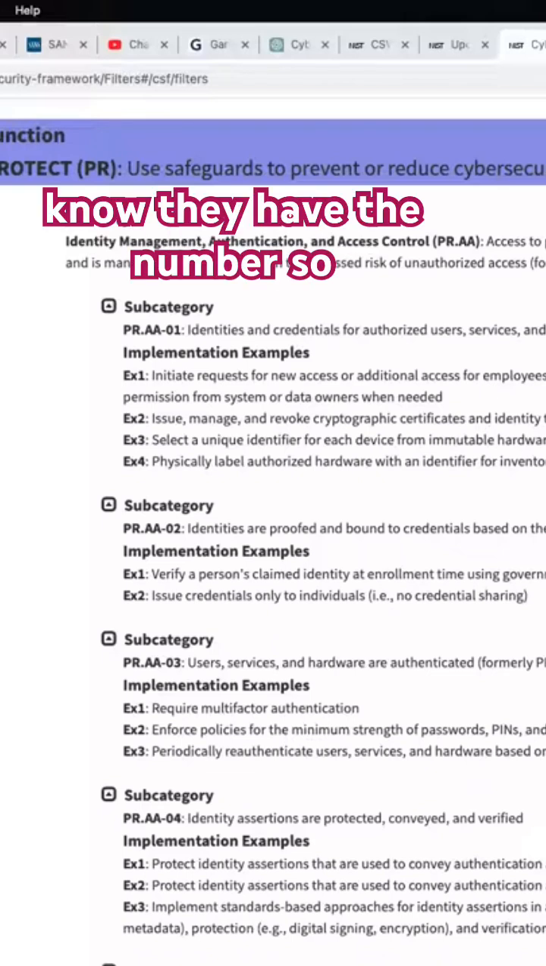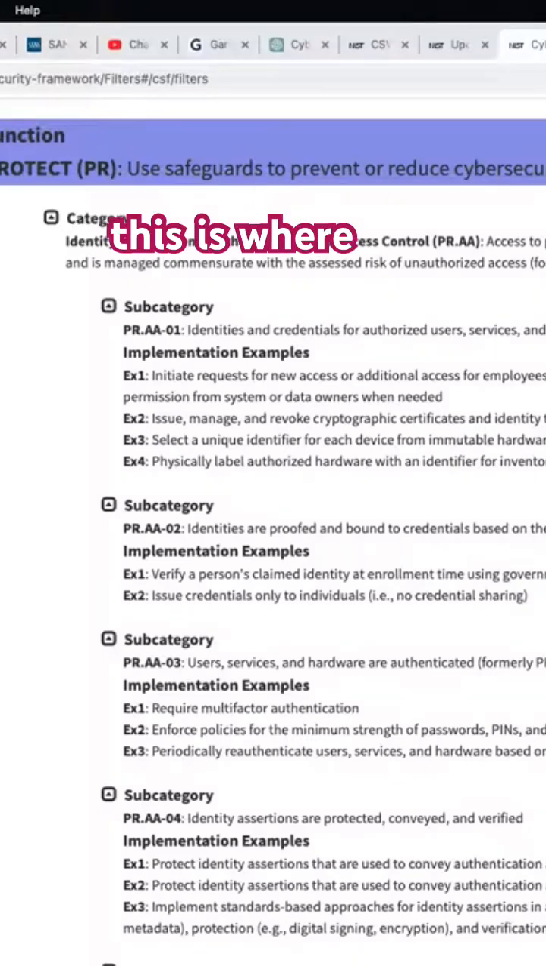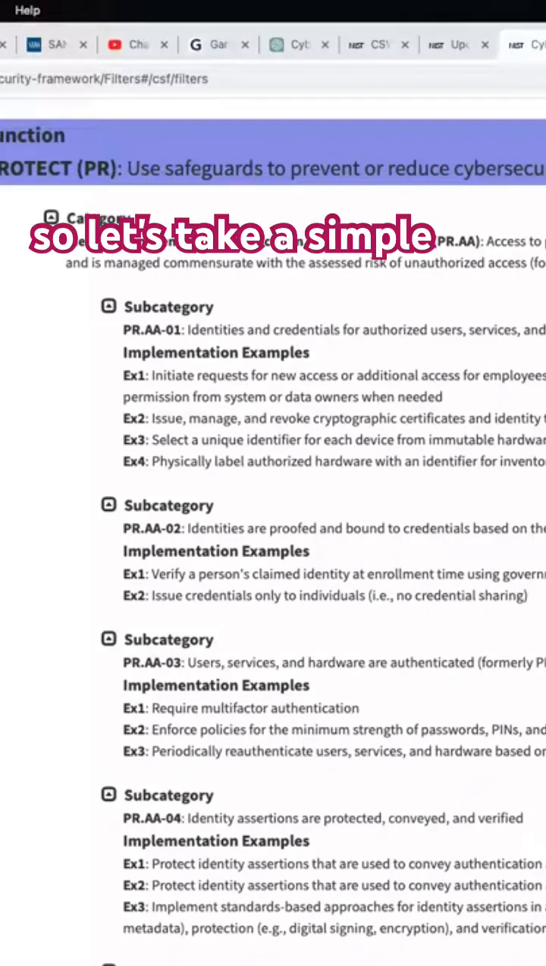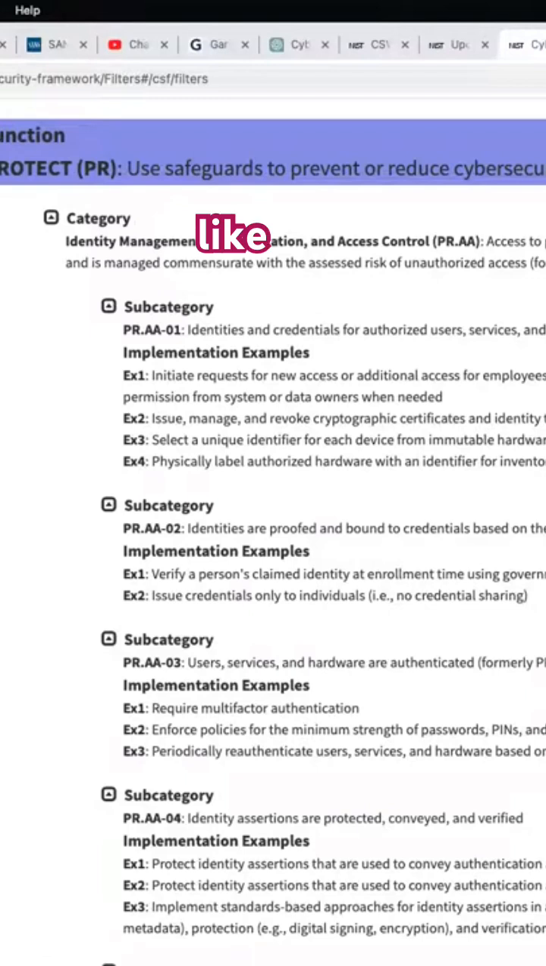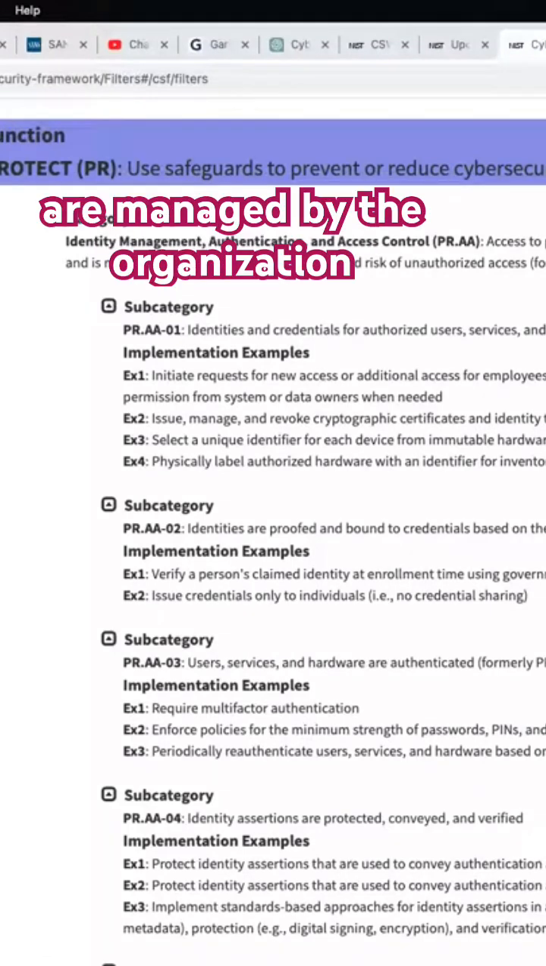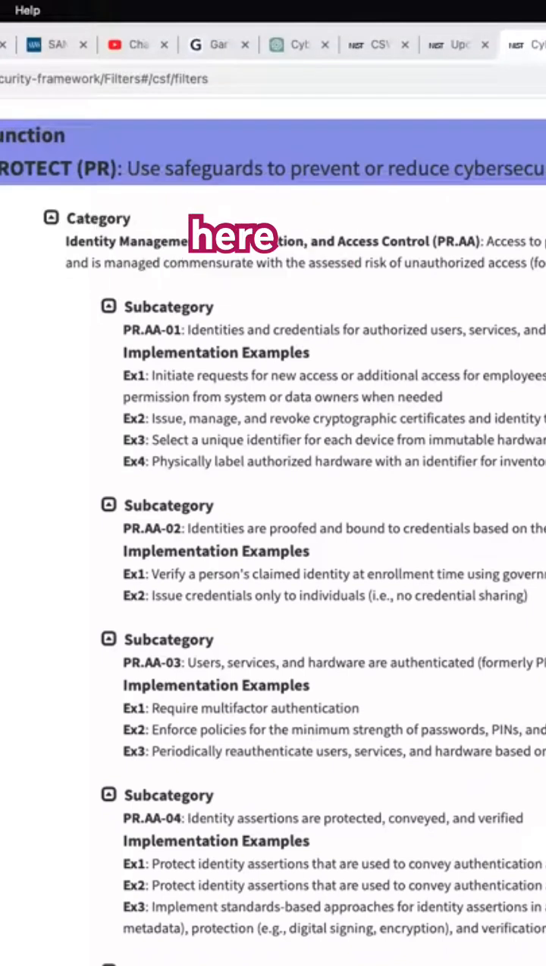Formally, they have the number. So this is where identity, how are you going to protect those accounts and services and APIs? So let's take it simple. How are you going to protect those identities? And this is where they have subcategorized it. Like, identities and credentials for authorized users, services, and hardware are managed by the organization. So here they're talking about the tools and technology.